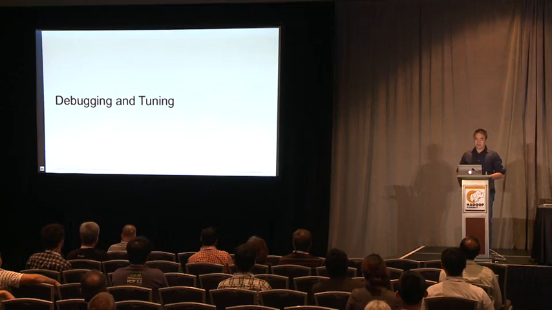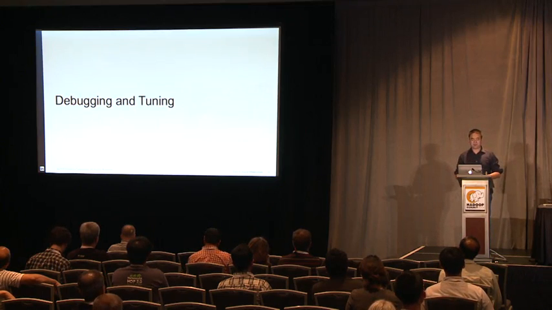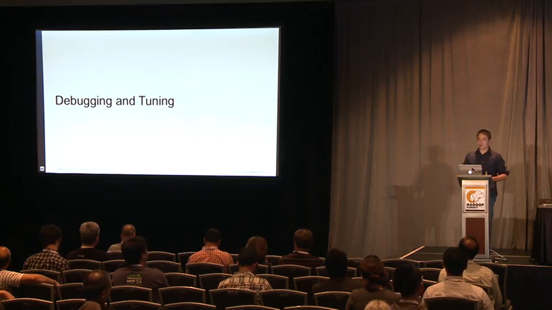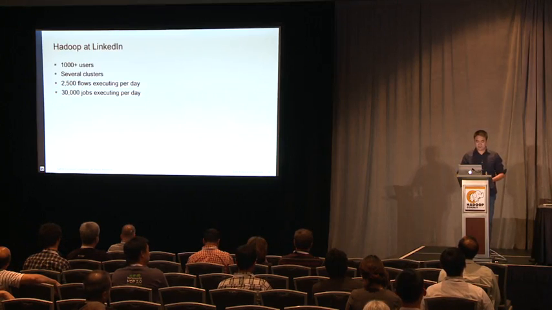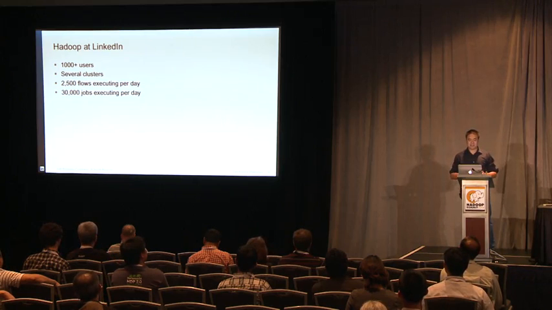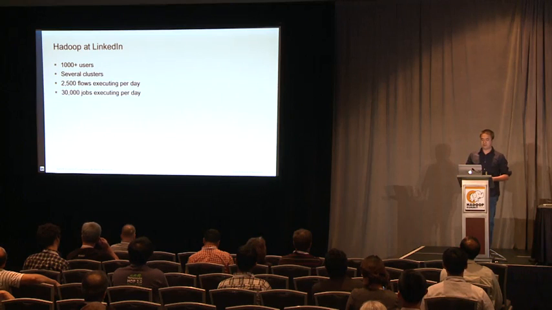So the other side of developing Hadoop workflows is debugging and tuning their performance. As we know, Hadoop, Pig, and Hive are all very complex systems with many different knobs and logs that provide a ton of information but are not always easy to find or read. So again, with over 1,000 users, several clusters, and so many jobs executing per day, as well as a small Hadoop team, we need to build tools to make it as easy as possible to help our users debug problems and tune the performance of the workflow and jobs on their own.